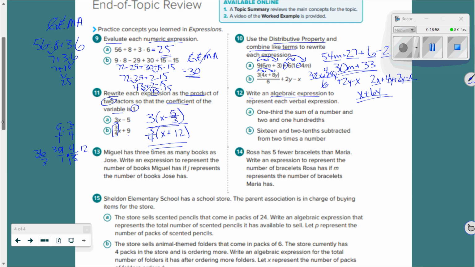Write algebraic expressions to represent each verbal expression. Here's where you have to be very careful in how you are reading it. Pay very close attention to your flipping phrases, the things like added to, subtracted from. 1/3 the sum of a number and 2 1/100. So the sum of a number is telling me I have to do this first, and then I'm taking 1/3 of it. So I would write that as 1/3 the sum of a number, they didn't tell me, and 2 100.